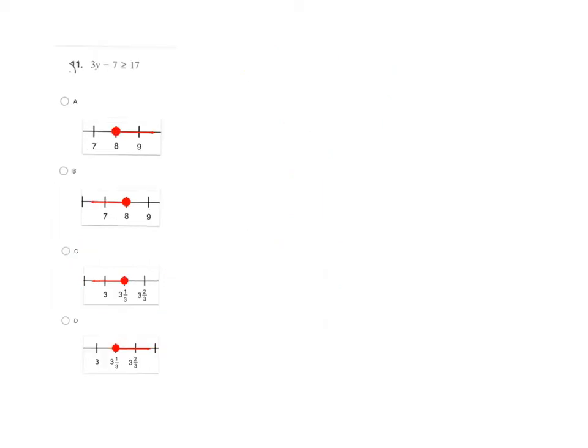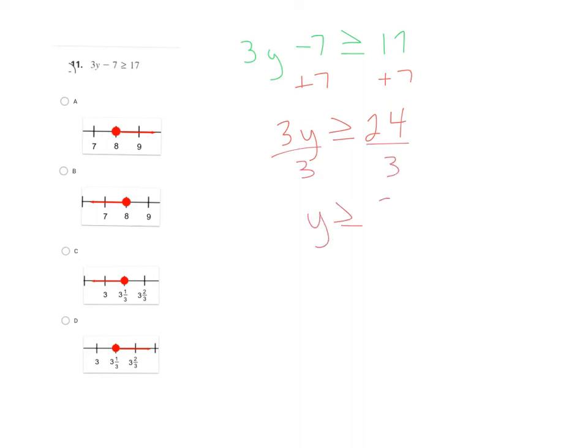Alright, number 11. 3y minus 7 greater than or equal to 17. This is a two-step inequality. To get rid of this negative 7, I'm going to add 7 to both sides. 3y is greater than or equal to 24. I'm going to divide by 3 on both sides. Y is greater than or equal to 8, so I would have a closed circle at 8 going to the right. So letter A.